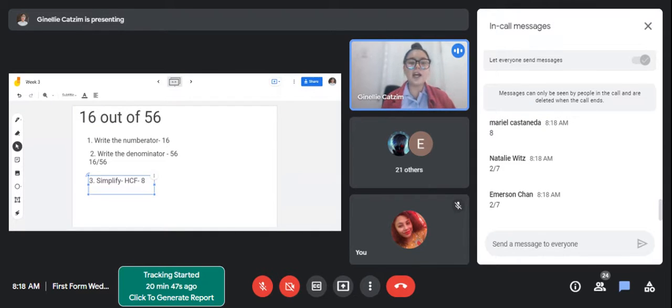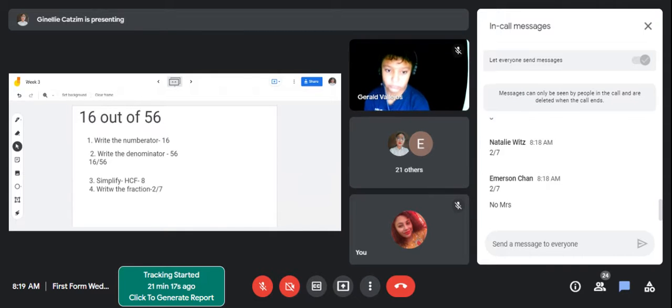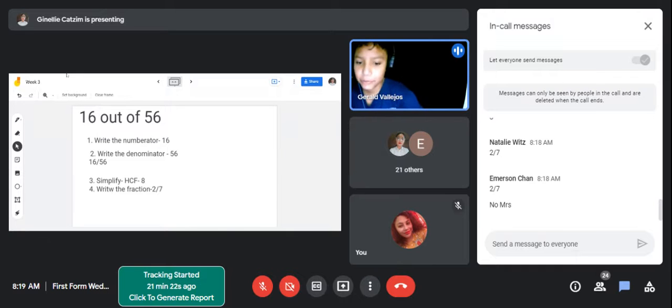Very good. Now we have 2/7, right? So we write our fraction. And our fraction is 2/7. Questions? No, miss.